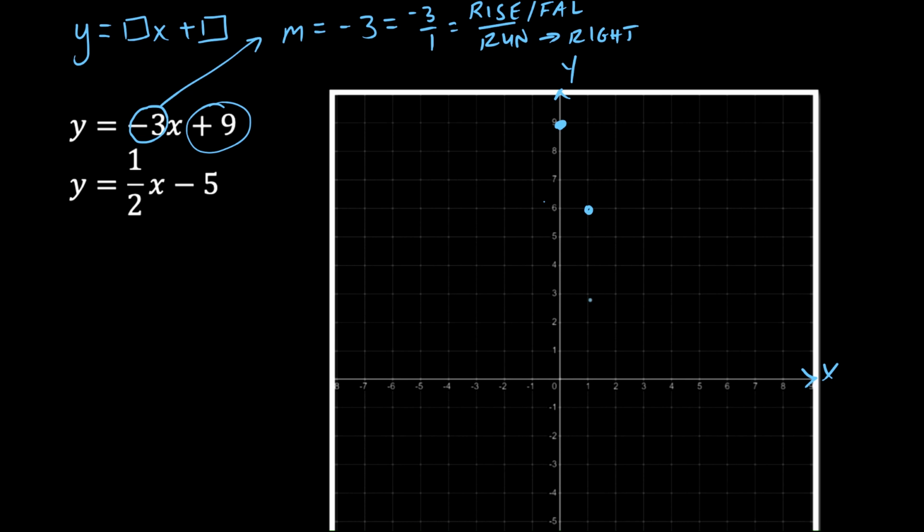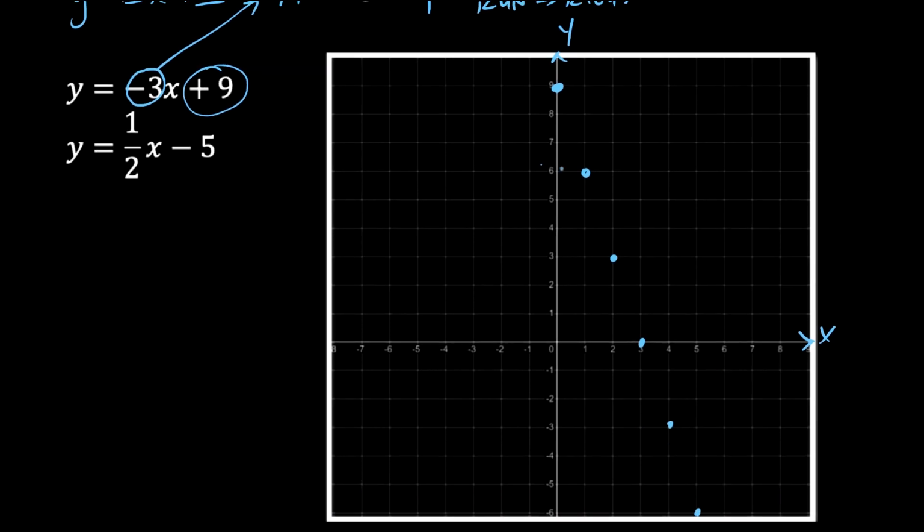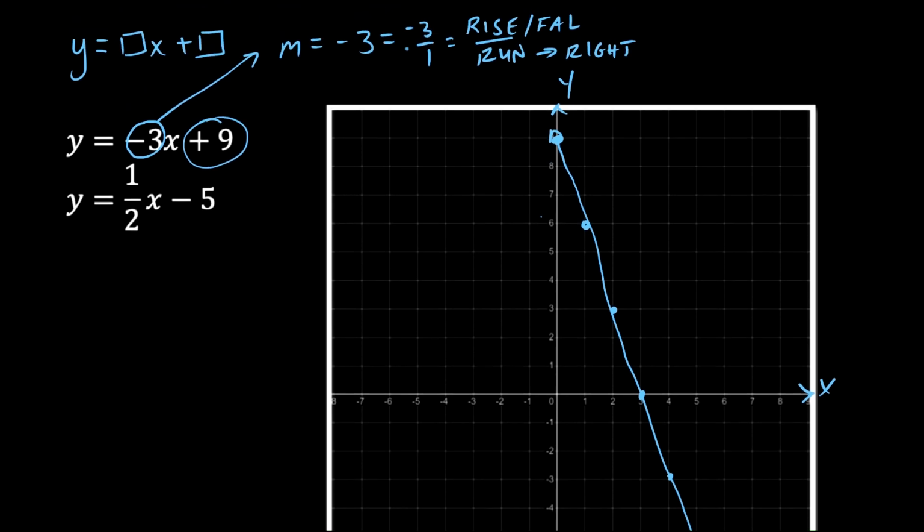So down 3, right 1, down 3, right 1, and we just continue on down like this, and we can put another point down here. And then we're just going to connect those points as best we can for our line. So we have a constant slope of -3. So if you have just a number by itself for slope, realize you're going to go right 1 for the denominator. Now our second equation is 1/2 x minus 5.